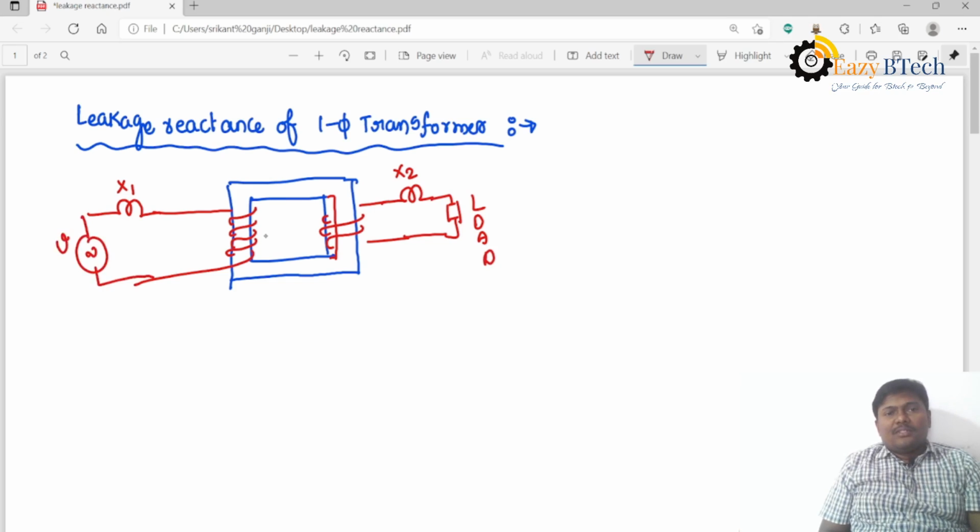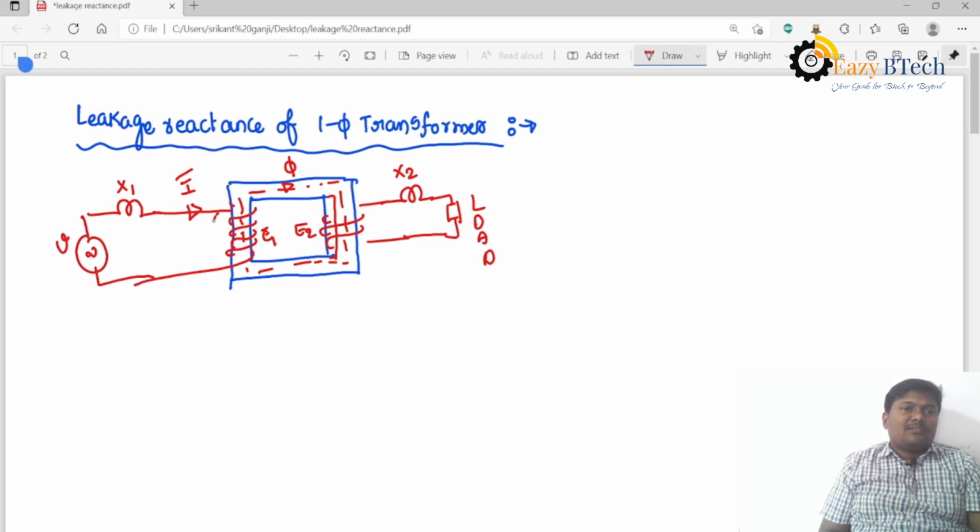Now, what is meant by leakage reactance? Whenever we give a sinusoidal supply and alternating current flows through the coil, this will produce an alternating flux in the transformer core. This flux will link with the primary winding and secondary winding. Due to this, an EMF is induced in the primary as well as the secondary winding.